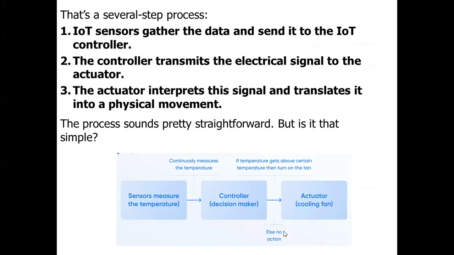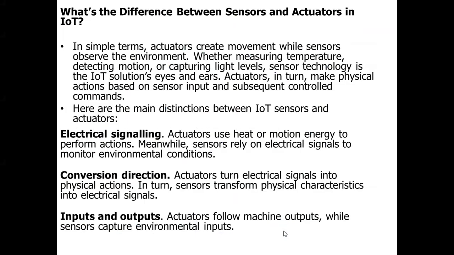Sensors and actuators put together work through the IoT controller. So what's the difference between sensors and actuators? Like I said, sensors will sense or observe the data from the environment, like measuring temperature, and give it to the controller. The controller will decide what the actuator will do, meaning the electrical input from the controller will be converted into mechanical motion or action.